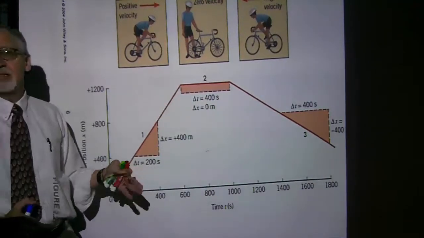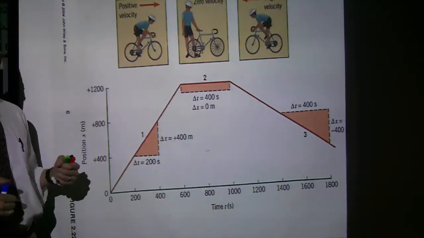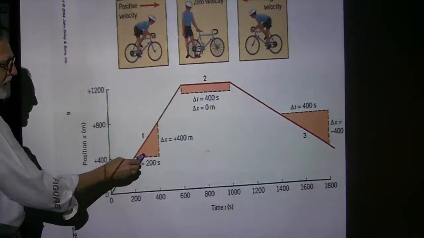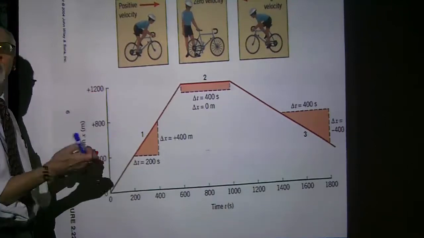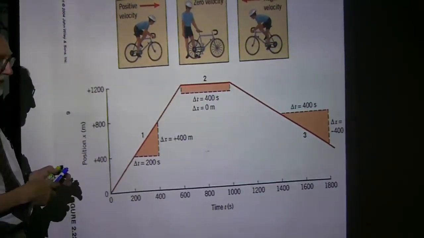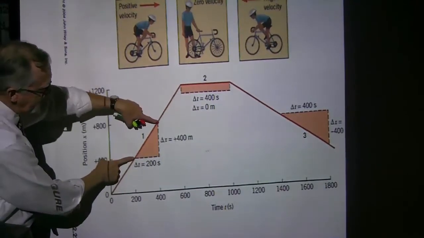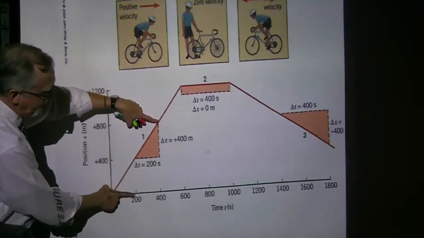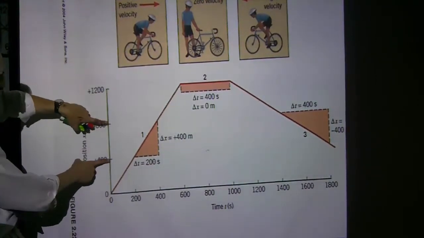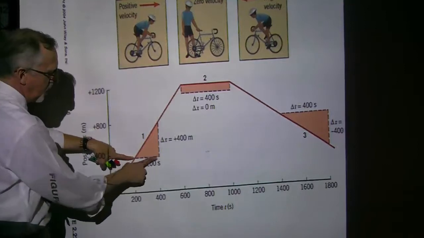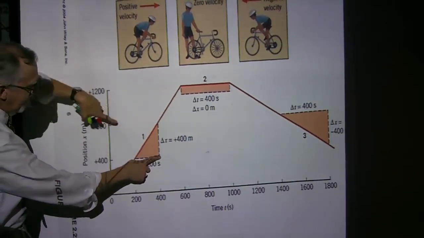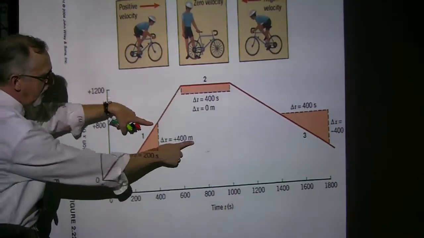Anytime we have straight lines on a graph, sometimes it's useful to figure out what the slope of the graph is. If we were to look at the slope of this, how do we find the slope of a line? We pick 2 points. We find the change in the vertical axis divided by the change in the horizontal axis. So let's pick this point and this point, a time of 200 seconds and 400 seconds, and a position of 400 meters and 800 meters. The change in the horizontal axis is 400 minus 200, or 200 seconds. Change in the vertical axis, 800 minus 400, or 400 meters.